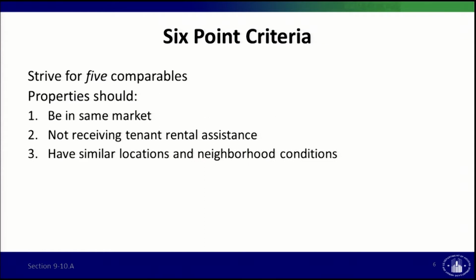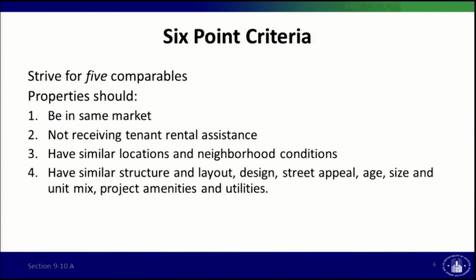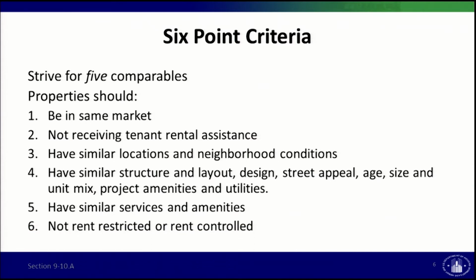Third, the comps should have locations and neighborhood conditions similar to the subject. Fourth, the structure and layout, design, street appeal, age, size, and unit mix and utilities of the potential comp should be similar to those of the subject. Fifth, the potential comp should offer similar services and amenities. And last, the potential comp should not be rent restricted or rent controlled.